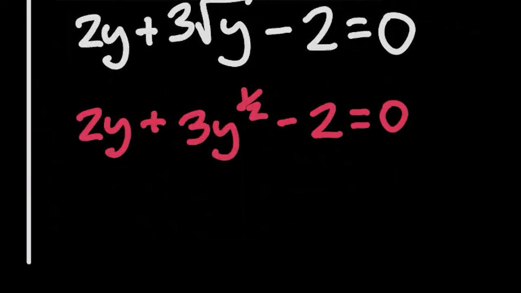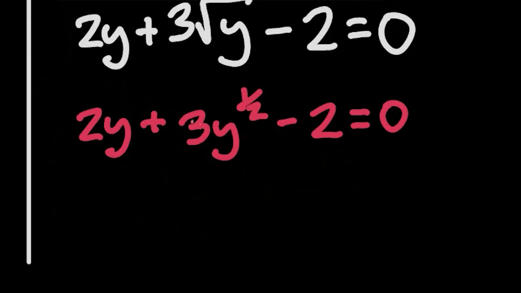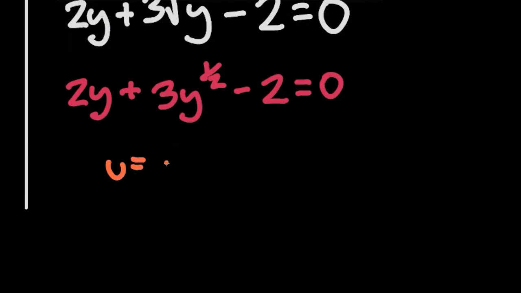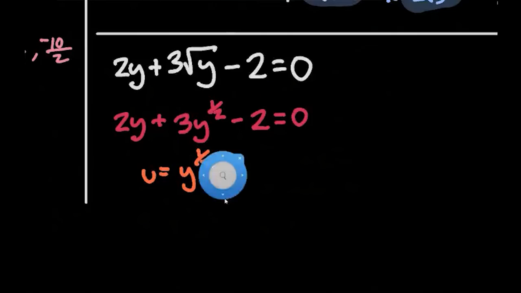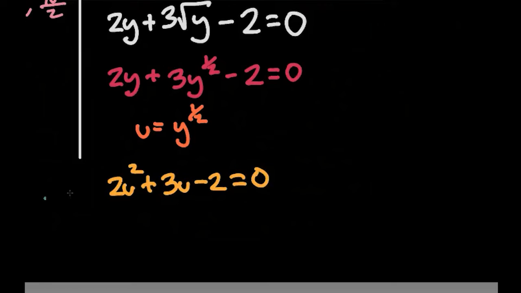Okay, now if you notice, if you double that middle power, this right here, you end up getting the power over here, which is a 1. So we're going to use that to our benefit here. Solve this out. So our u is going to be equal to y to the 1/2. So you can rewrite this entire equation to be 2u squared plus 3u minus 2 is equal to 0. Then we're going to use the quadratic formula to solve for u.